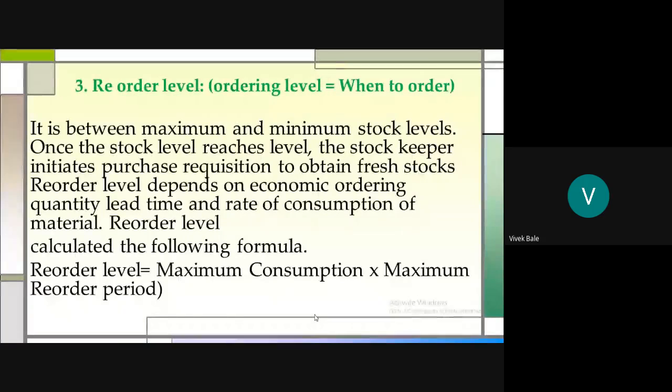Therefore, the formula to calculate the reorder level is maximum consumption multiplied by maximum reorder period. It means how much is the maximum material that you require multiplied by the maximum period that you require for the consumption of the entire goods, so that a reorder level can be fixed with the help of this formula. Whenever we take numerical examples, you will be able to understand these levels and how they help to control the inventory in the organization.